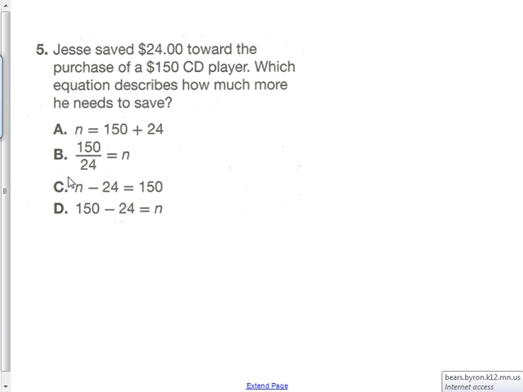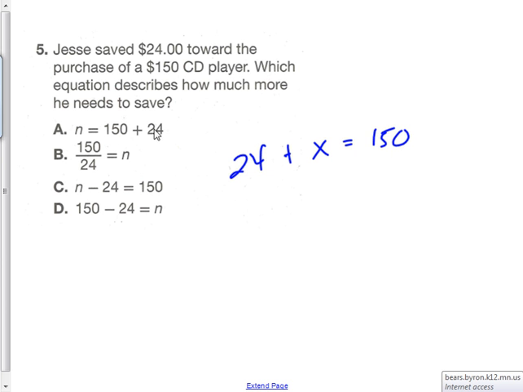All right, so Jesse saved $24 toward the purchase of a $150 CD player. Which equation best describes how much more he needs to save? So he saved $24 towards the purchase of a $150 CD player. So if I said 24 plus X, that would equal my $150 CD player. This is just one way to think about this. If I have $24 plus this amount, it would give me $150 total.